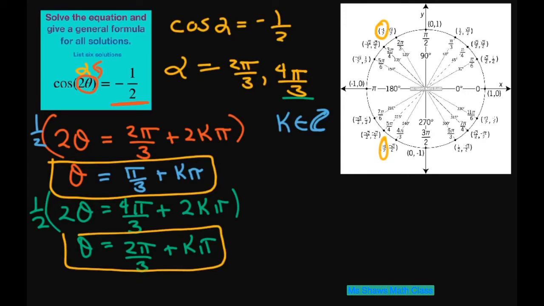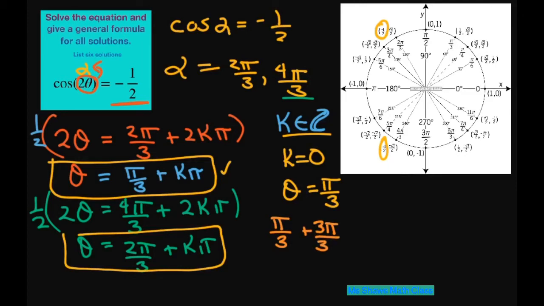Now, from here, we just have to list 6 solutions. So if we let k equal 0, remember k can be any integer. If we get k equals 0 for this one, we're going to have just theta equals pi divided by 3. All right, if k is 1, then what we have is pi divided by 3 plus pi. So to have a common denominator, just write 3 divided by 3. So if you add 1, you get 4 pi divided by 3. So this is if k is 1.